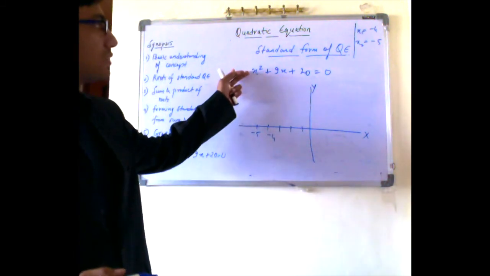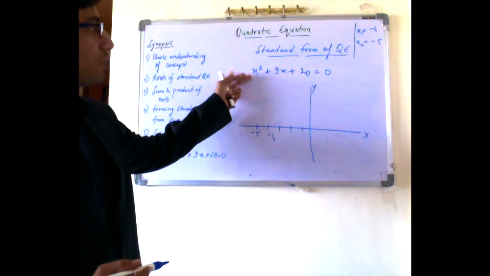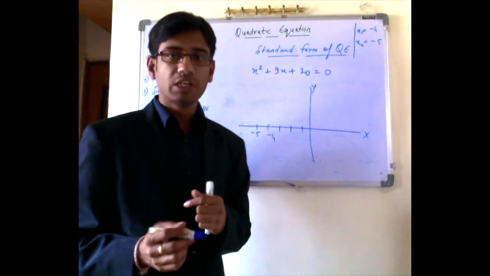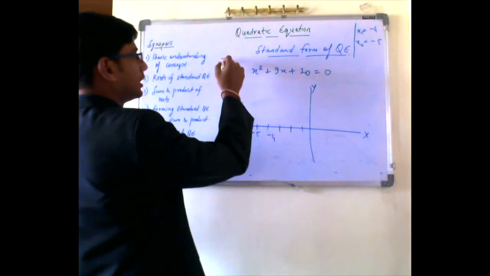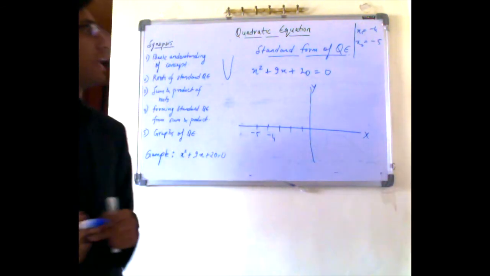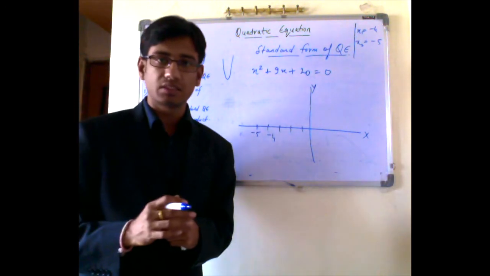I see that the coefficient of x square is 1 here, which is a positive term. So my parabola has to be upward opening. I am sure that my parabola is like this. And then I have two roots which I can easily deduce.